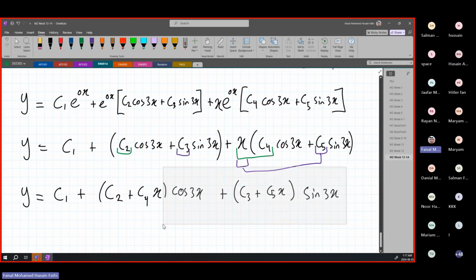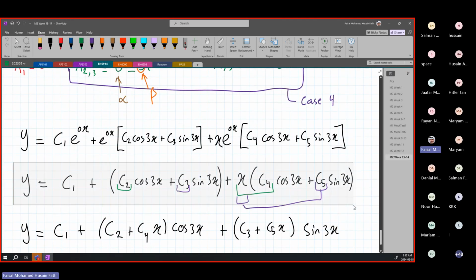Again, you don't need to do all of this. As long as you manage to get to this step, it is sufficient in my opinion. It shows that you understand and you know how to get it.